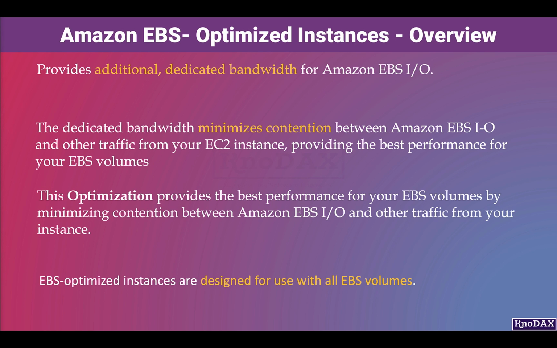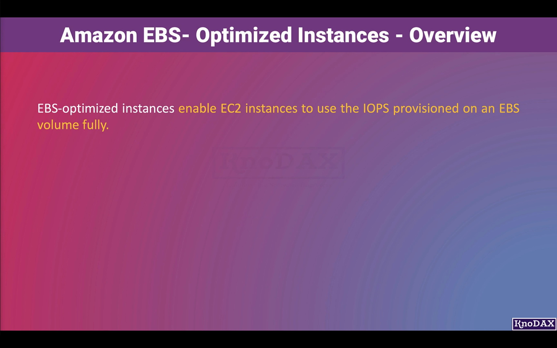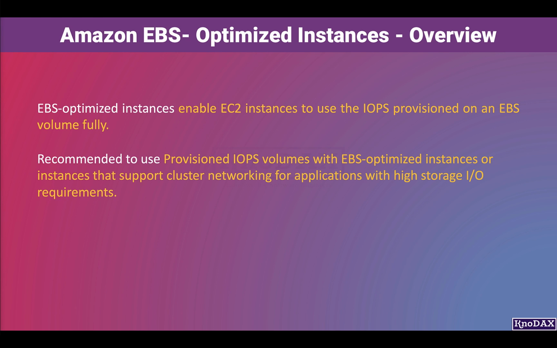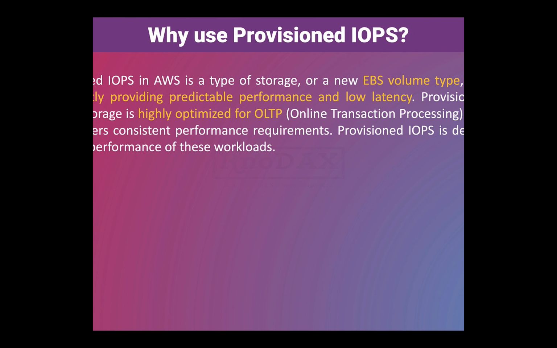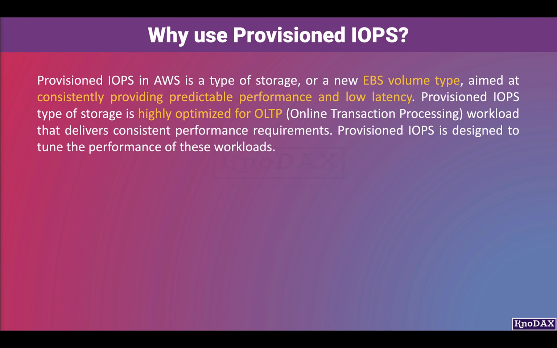EBS optimized instances are designed for use with all EBS volumes. EBS optimized instances enable EC2 instances to use the IOPS provisioned on an EBS volume fully. It is recommended to use provisioned IOPS volumes with EBS optimized instances or instances that support cluster networking for applications with high storage I/O requirements. The question is, why should we use provisioned IOPS?